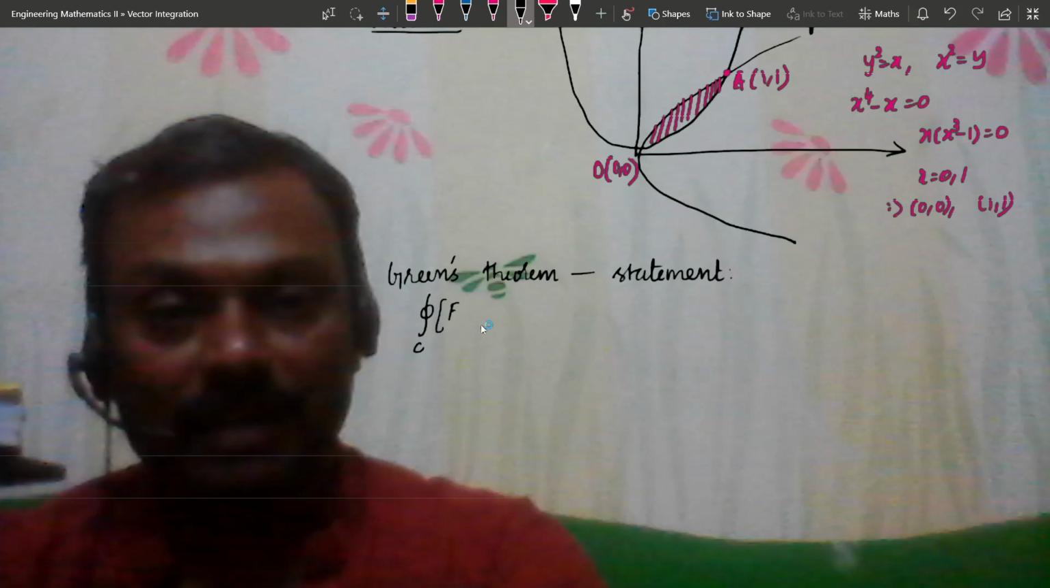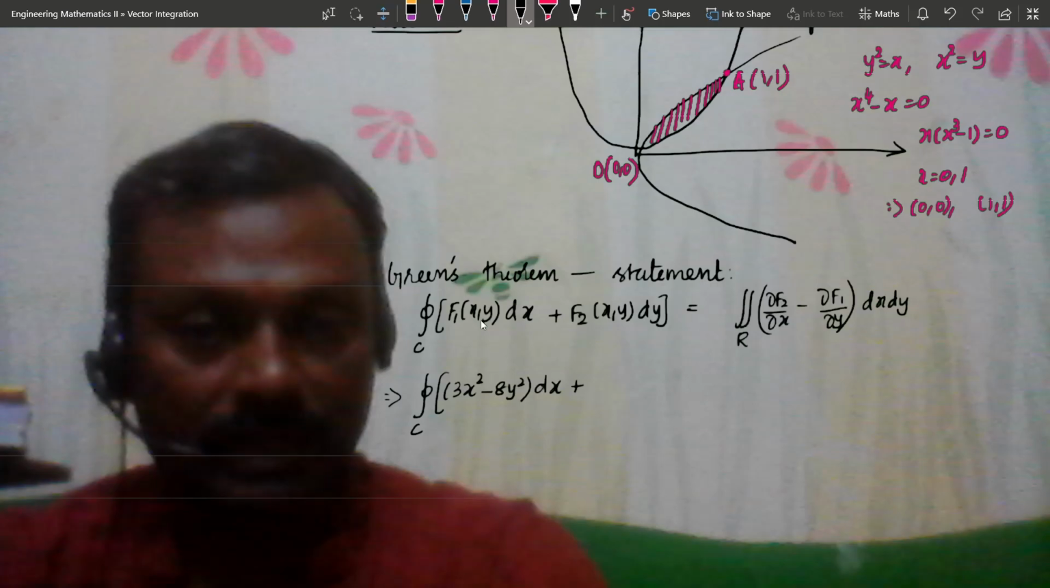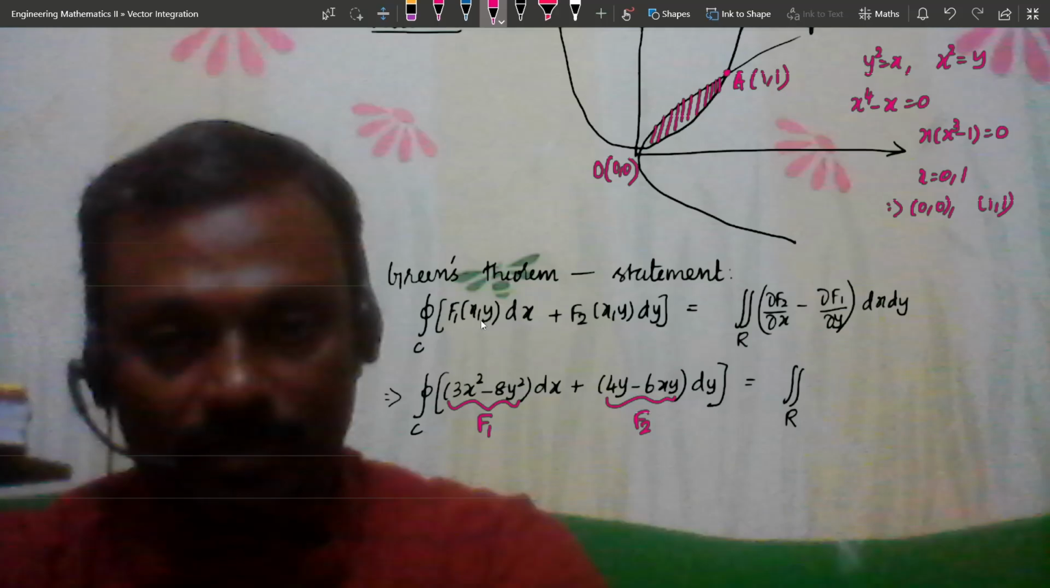So f1 is as given in the question, (3x squared minus 8y squared) dx plus (4y minus 6xy) dy. So evaluating ∂f2/∂x and ∂f1/∂y and substituting in the integral. I think I have made a mistake here. So ∂f2/∂x is minus 6y. So carrying over the corrections, we have 16y minus 6y, which is 10y dx dy.